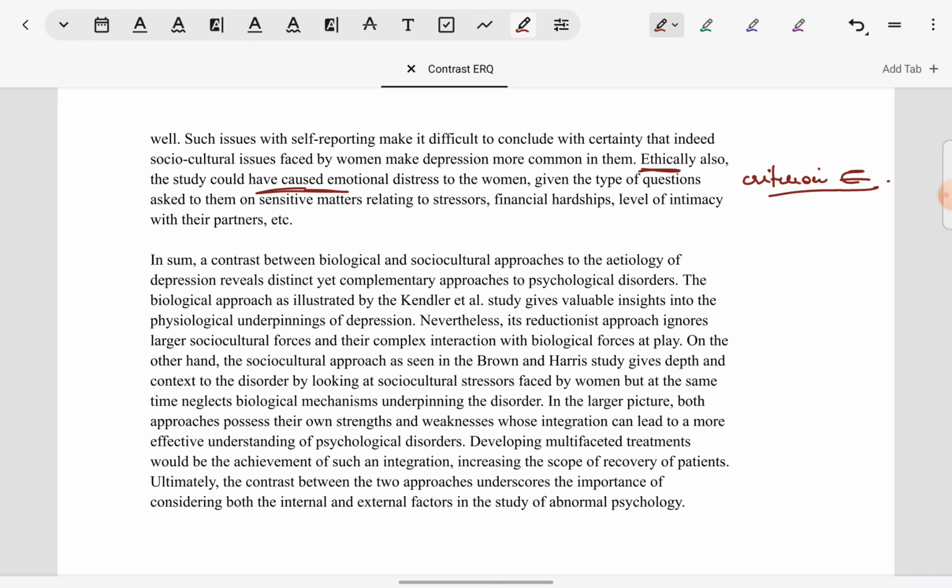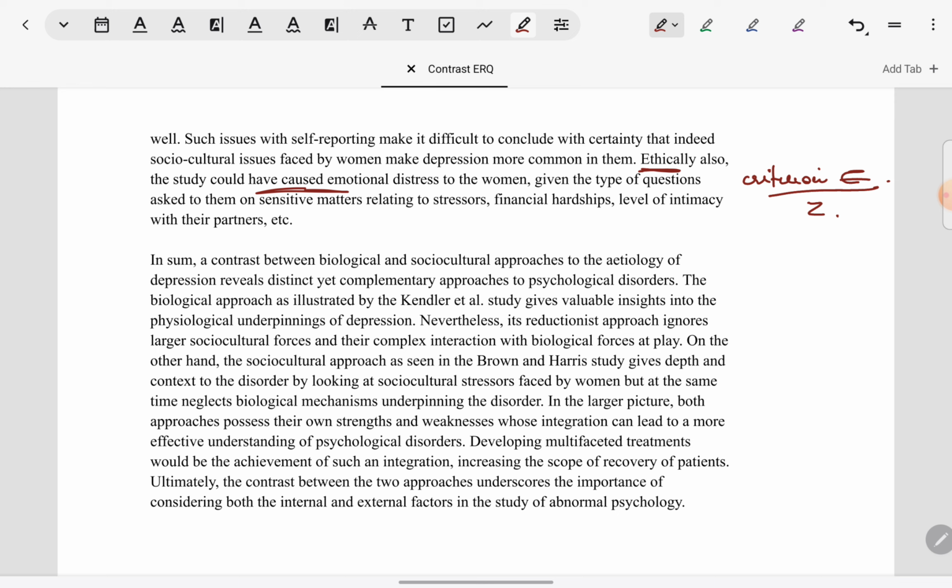There's clarity. The examiner does not have to read through the study and estimate what point the student is trying to make. It's directly explained to the examiner. So there's clarity, and of course organization is there because throughout the answer is structured. Every paragraph is going on contrasting between the two approaches. So that's the best organization we can give to such an answer. Definitely it will score full 2 on Criterion E.